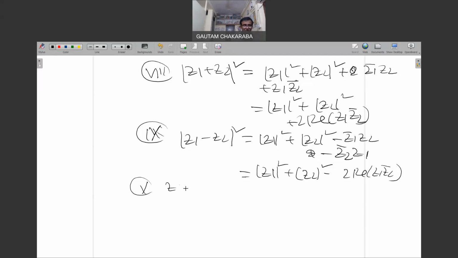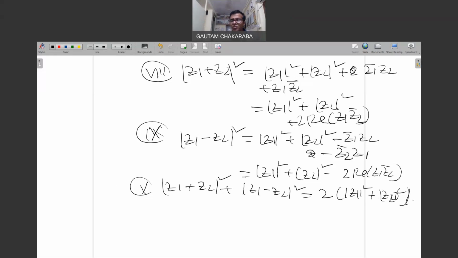Next rule, modulus of Z1 plus Z2 squared plus modulus of Z1 minus Z2 squared is equal to 2 times of modulus Z1 squared plus modulus Z2 squared. Understood?